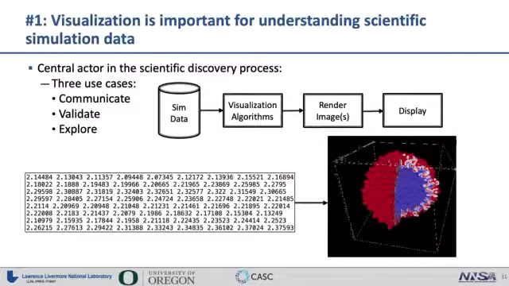Visualization is important for understanding scientific simulation data. It enables us to transform abstract simulation data into a comprehensible image. We typically use visualization for 3 different use cases. The first is to communicate through movies and pictures our results with a larger community. The second is to validate that our simulation is behaving as expected and hasn't diverged. And the third reason we use visualization is to explore some new phenomena.